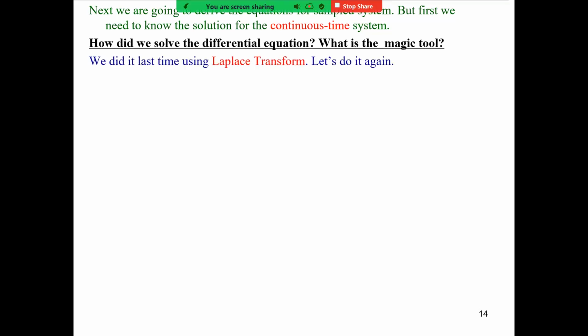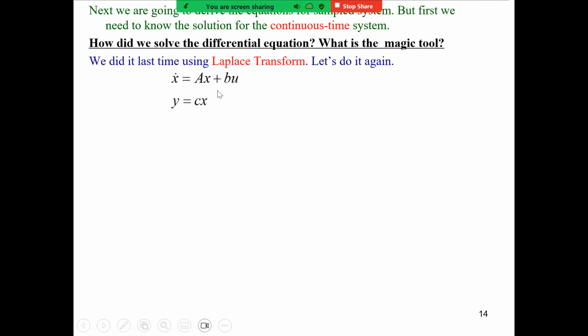Now, how did we solve the differential equation? What was the magical tool we used last time? Remember our Laplace transform. Okay, so you don't need to take a course on ordinary differential equations. If it is a linear equation, you can always use the Laplace transform to do it. You did it last time, using the Laplace transform. Okay, let's just do it again.